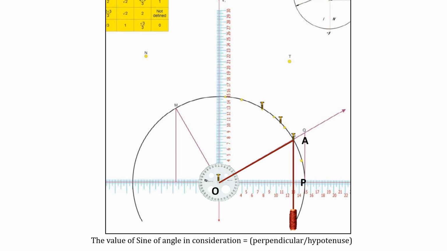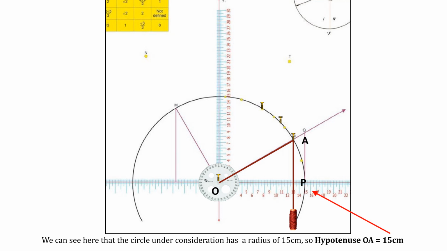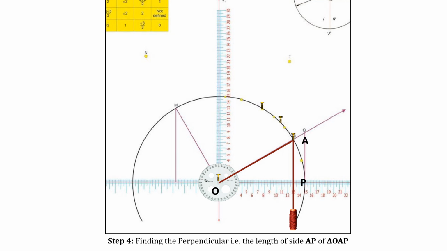The value of sine of the angle in consideration is equal to perpendicular upon hypotenuse. We can see here that the circle under consideration has a radius of 15 centimeters. So hypotenuse OA is equal to 15 centimeters. Step 4. Finding the perpendicular, that is the length of side AP of triangle OAP.